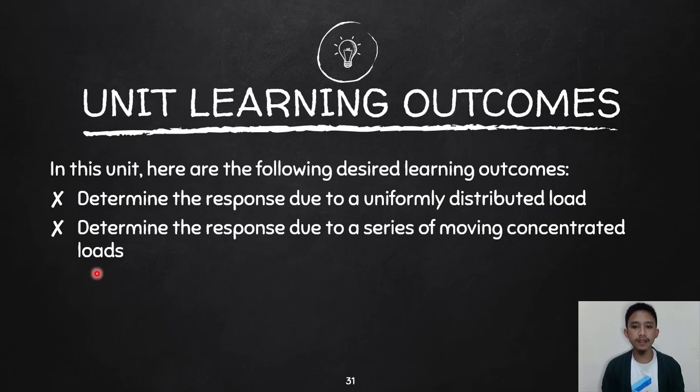However, what if your actual load is not just a concentrated load, which is actually the actual case when it comes to actual types of loading? Let's say you have a uniformly distributed load, then how are you going to use the influence line to calculate the actual response? And when it comes to multiple concentrated loads, we call that a series of moving concentrated loads, since we are referring to moving loads. Then how is that calculated for that type of loading?